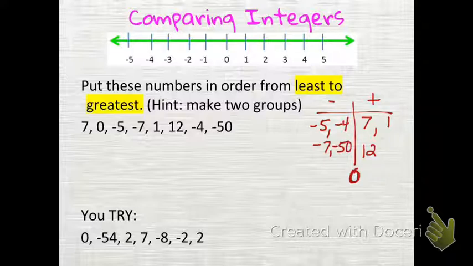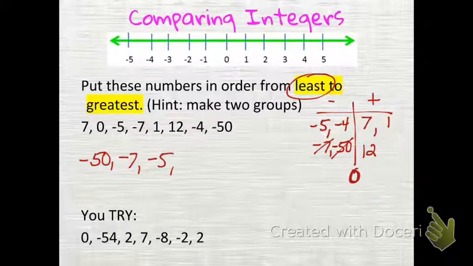All right, so now, definitely the smaller numbers are going to be the positive or the negative numbers? The negative numbers. So it says least to greatest. So picture your number line. Which one of those negative numbers is going to be farthest on the left? -50. So that's my smallest. Okay, and I'm going to cross them off as I go so I don't make a mistake and miss one. What's going to be next? -7. Then -5. Then -4. Good. So that's all the negatives.